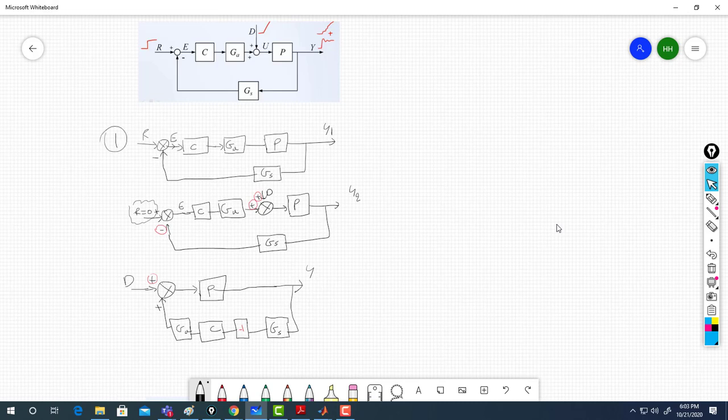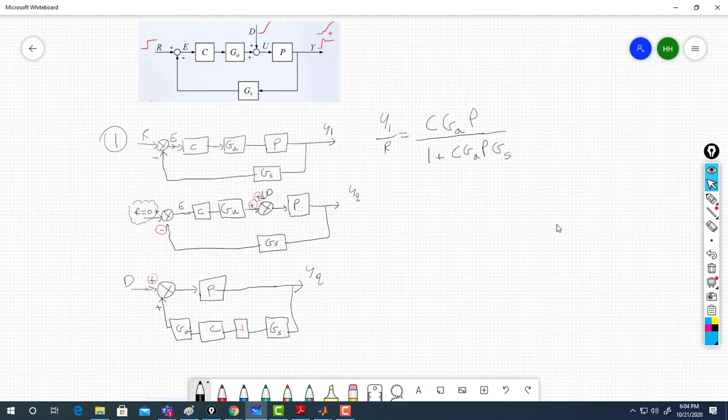Okay. Then y1 over r, what will it be? It's the forward. So C G P over 1 plus loop, right? Forward over 1 plus loop. What's the loop in this case? C GP times GS. Yes. So then you find your y1 over r. What about y2 over d?